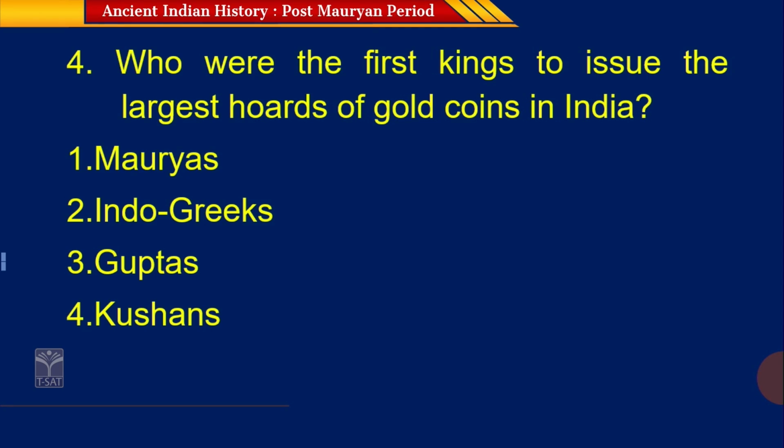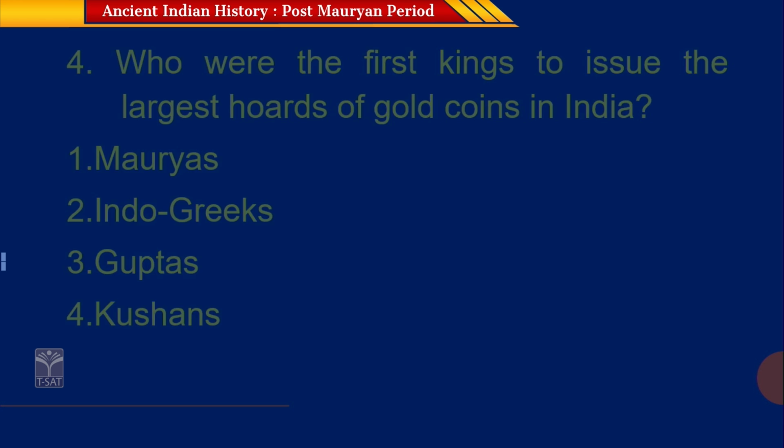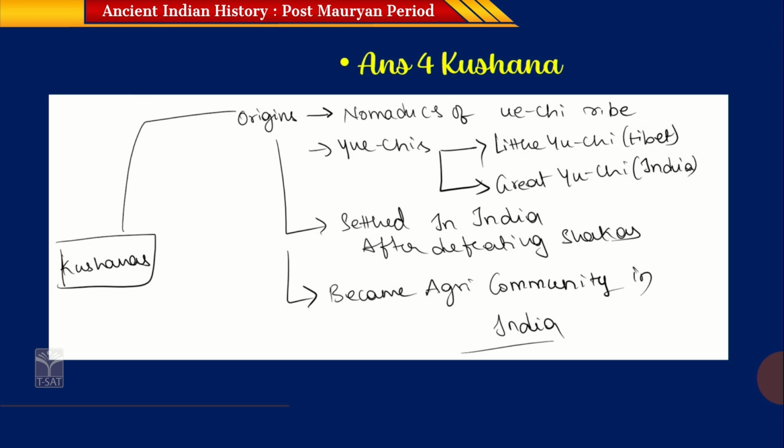The next question: who were the first kings to issue the largest hoards of gold coins in India? Mauryas, Indo-Greeks, Guptas and Kushanas. The answer is Kushanas. The first to issue gold coins were the Greeks, but the largest to issue were the Kushanas.